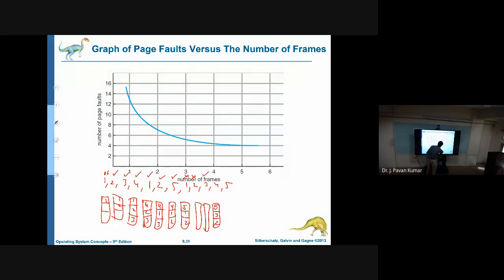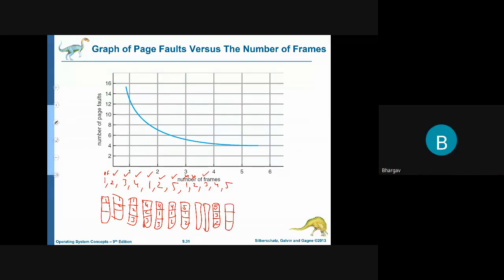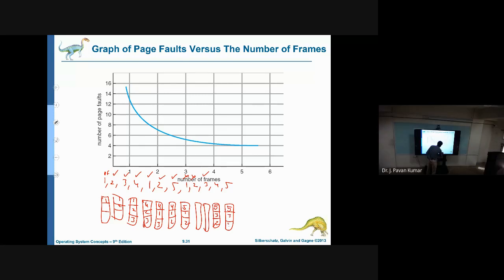Next 4. 4 means 5, 3, 4. Next 5. 5, there is no page fault. So how many page faults total? 1, 2, 3, 4, 5, 6, 7, 8, 9. Okay, 9 page faults, isn't it?